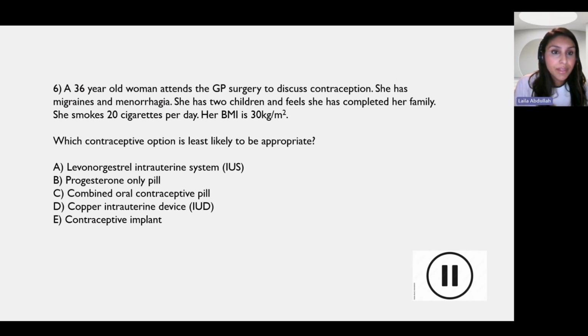A 36-year-old woman attends the GP surgery to discuss contraception. She has migraines and menorrhagia. She has 2 children and feels she has completed her family. She smokes 20 cigarettes per day and her BMI is 30. Which contraceptive option is least likely to be appropriate? The IUS, the progesterone-only pill, the combined oral contraceptive, the IUD, or the contraceptive implant?